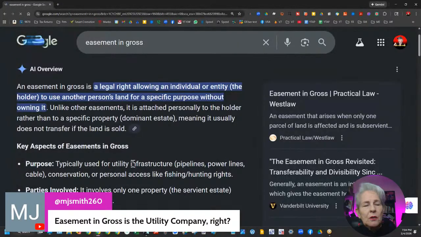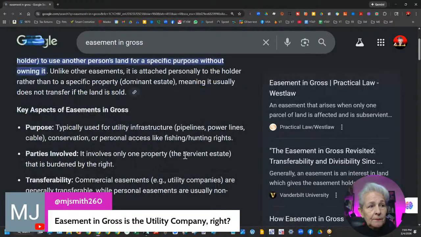So it's typically used for utility infrastructure, pipelines, power lines, cables, conservation, or personal access, like for fishing, hunting. Oh, you might get a fishing license, hunting license, but that's from what? The Fishing and Animal Hunting License Board. Okay, so yes, easement in gross is like all the utilities. Key aspects: typically it's like fishing, hunting.